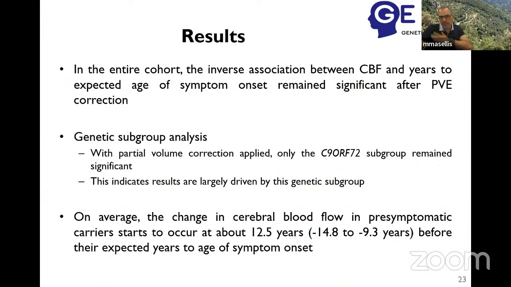So to summarize the results in the entire cohort, we did observe an inverse association between cerebral blood flow and years to expected age of symptom onset, which remained significant after we corrected for partial volume effects. However, when we did a genetic subgroup analysis with partial volume correction applied, only the C9orf72 subgroup remained significant. So this indicates that the overall results we got were largely driven by this particular genetic subgroup. On average, we saw the change in cerebral blood flow in pre-symptomatic carriers occurring at about 12.5 years before their expected years to age of symptom onset.